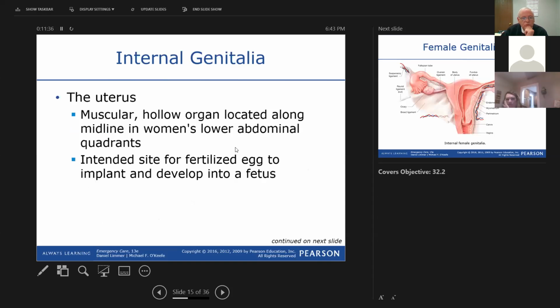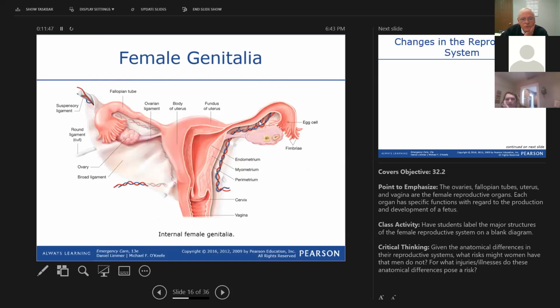The other structure is the uterus. It's a muscular hollow organ. And again, this is where the now fertilized egg will implant. So in the picture, the egg gets released from the fallopian tubes, it gets fertilized somewhere in here, and then comes down here and implants on the endometrium, or the inside wall of the uterus.